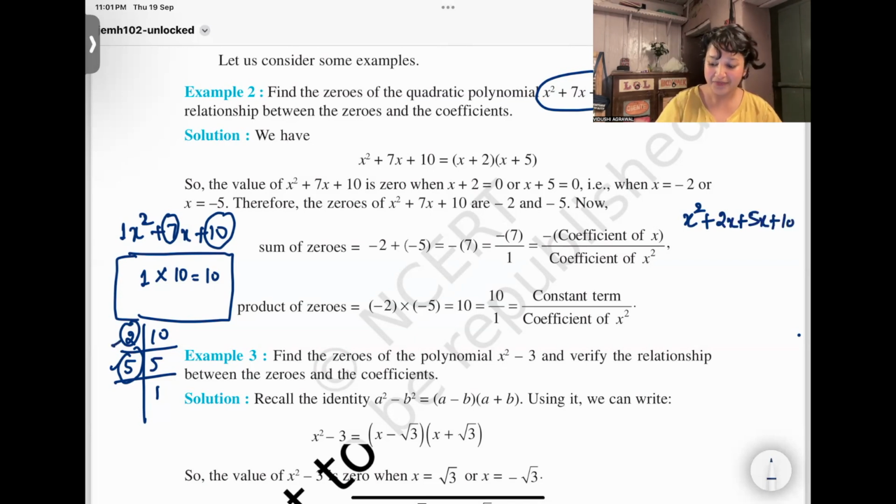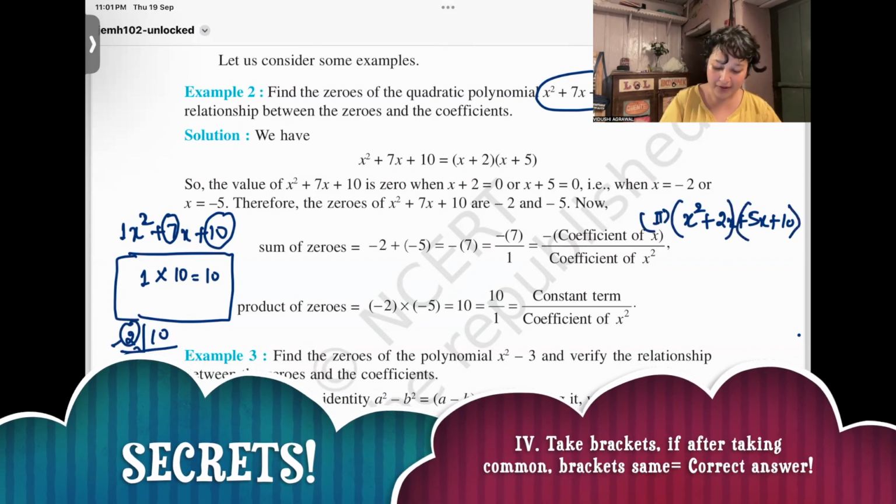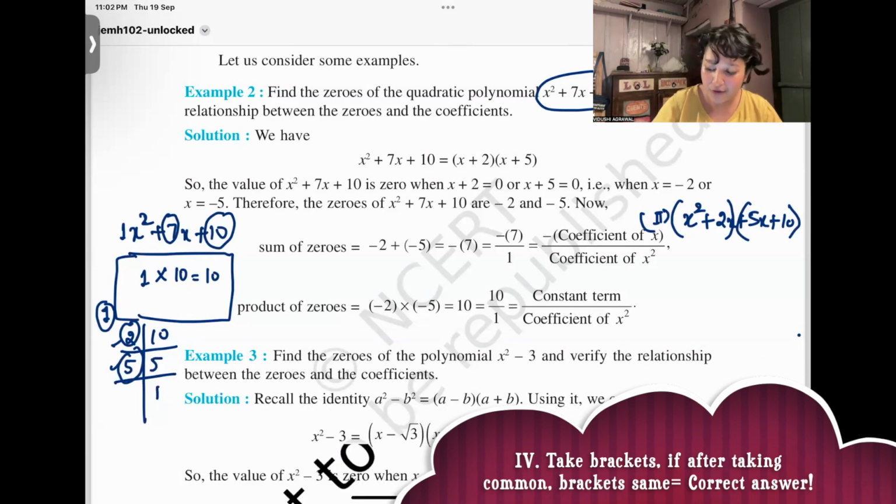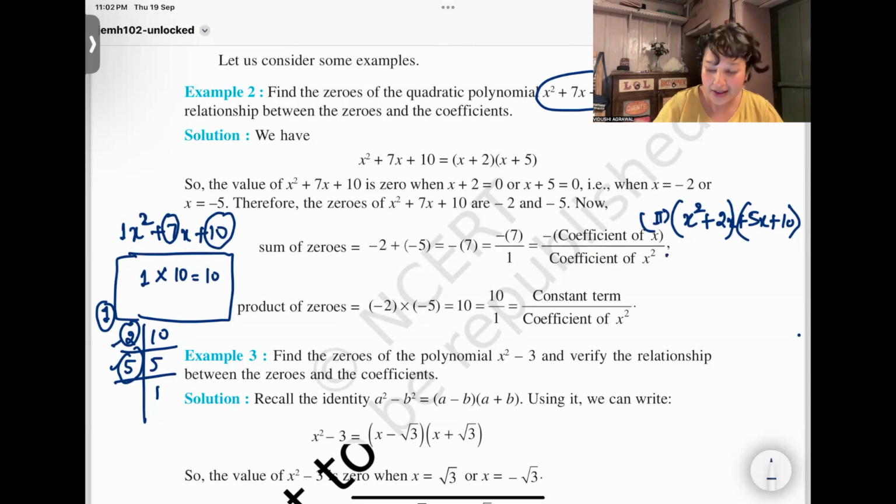Now, second step. Second step is to take brackets. First two terms in one bracket and next two terms in another. First step is to take HCF of first and last term. Second step is to take brackets and take common. So what is my common over here? It is x. So x squared plus 2x, x is common. Here my common is 5. So x(x plus 2) and 5(x plus 2).